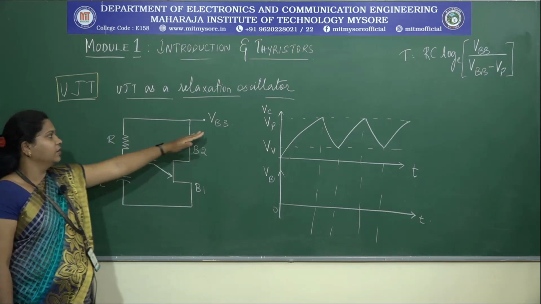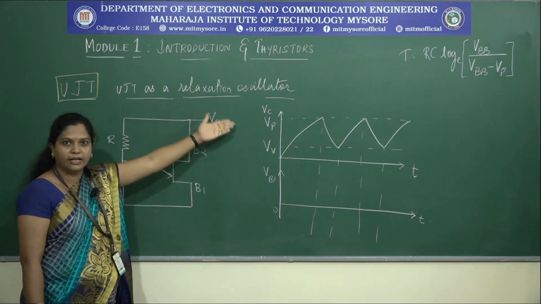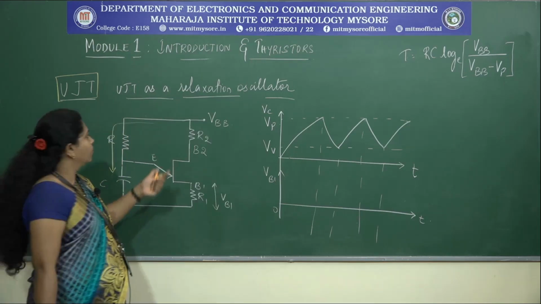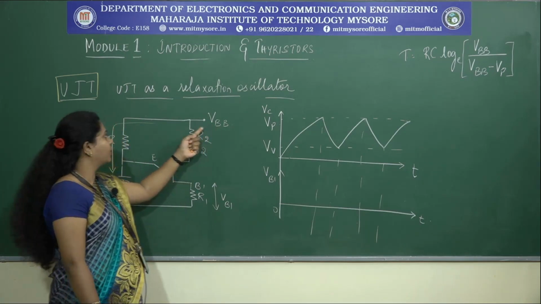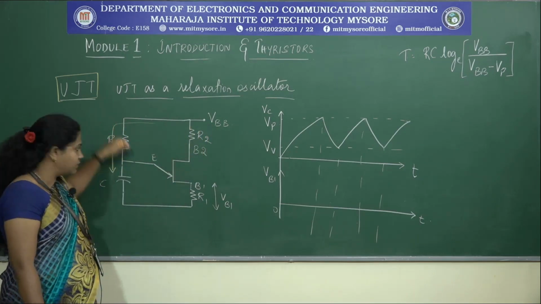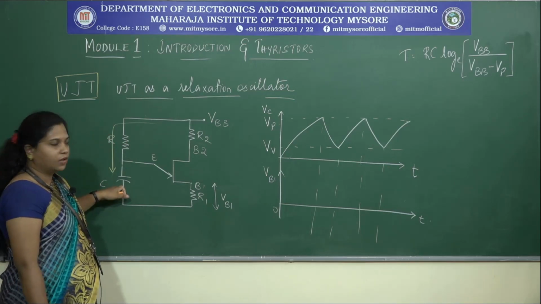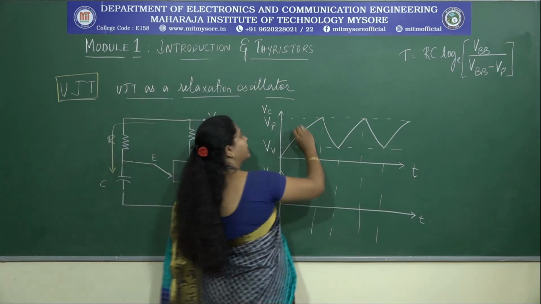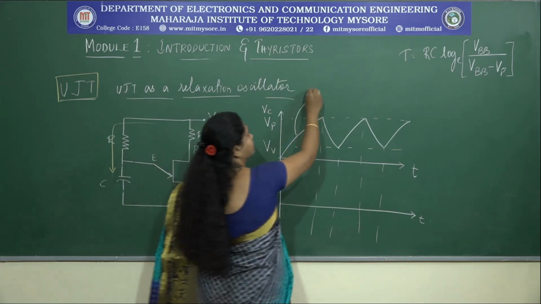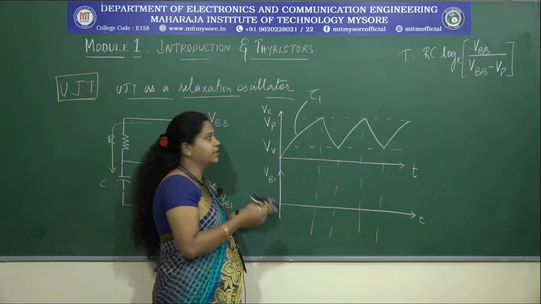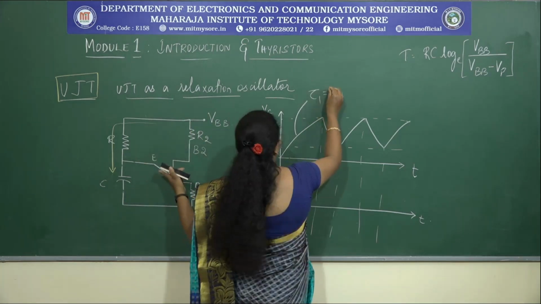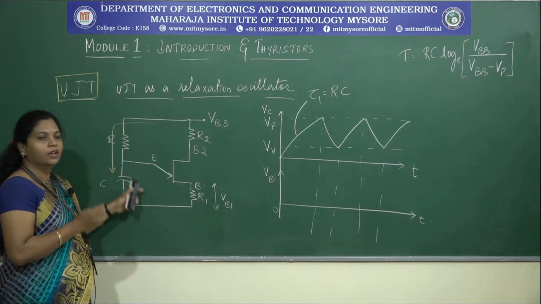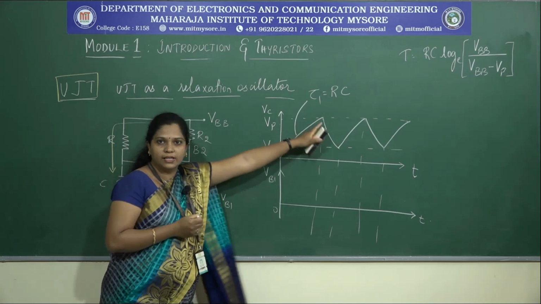Let us say that VBB is the supply which we have connected. Instead of VE, here we are going to use a capacitor for generating the voltage. When we apply VBB across this terminal, the capacitor starts charging through RC. This is the charging time constant of the capacitor, tau 1, defined by the resistance R into the capacitor C. Depending on the values of R and C, you can calculate the charging time.